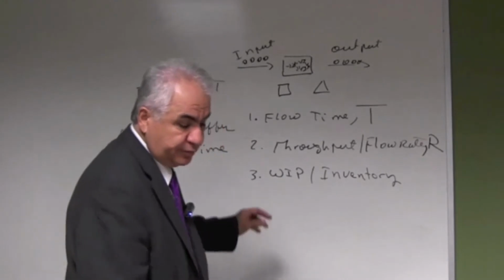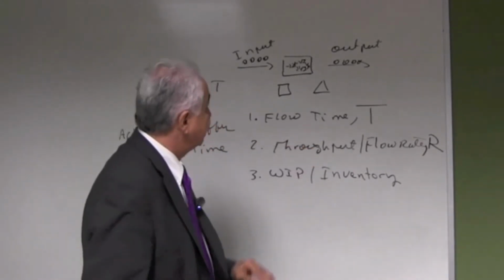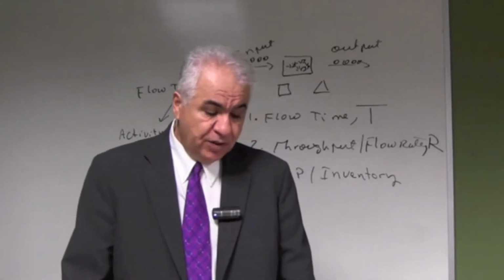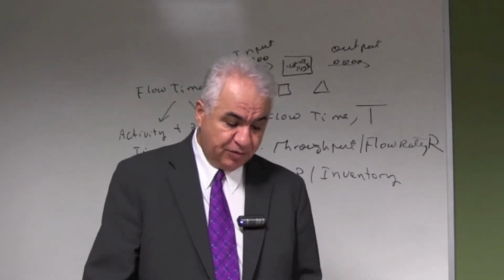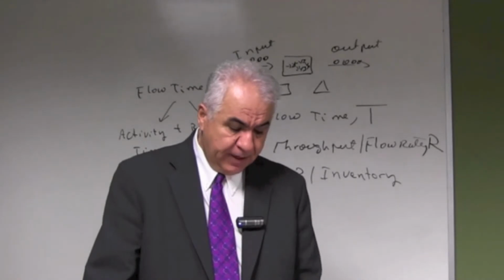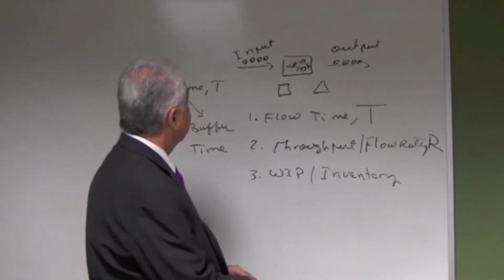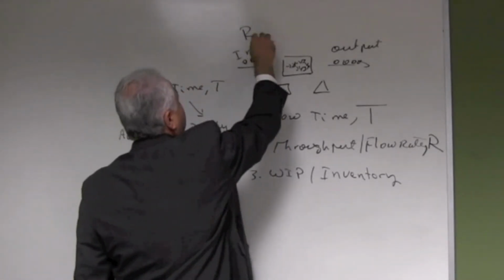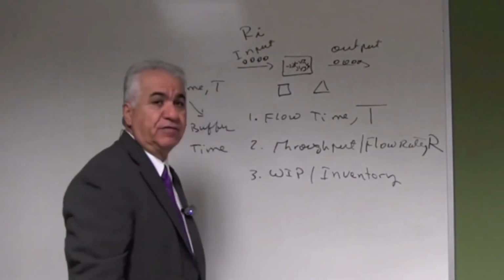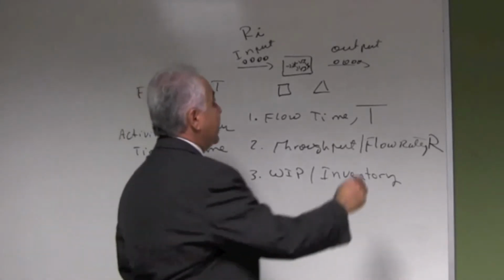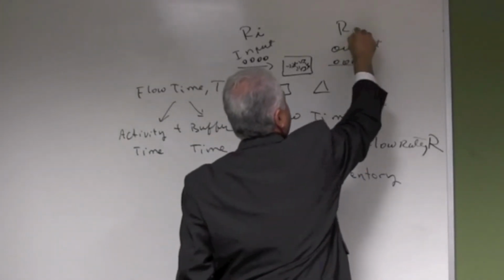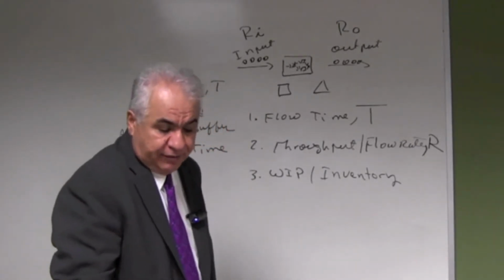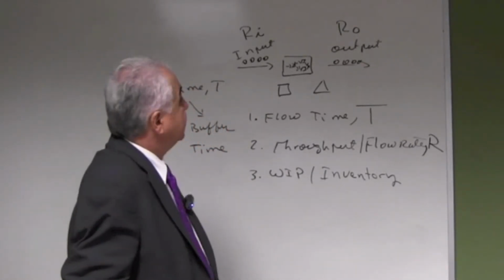So, flow rate is the total number of units that flow through a specific point in the process. If we designate the inflow as R subscript I, that's the inflow, and we designate the outflow as R subscript O, let's see for a moment what takes place in the process.